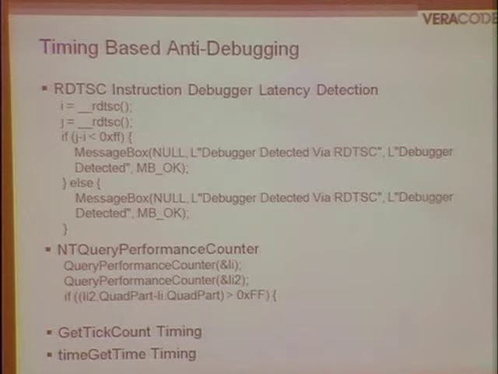To the point where when I was writing these, I was literally single-stepping like this, and it still caught it. So if the delta value is greater than FF, which is our arbitrary threshold, we're being single-stepped.